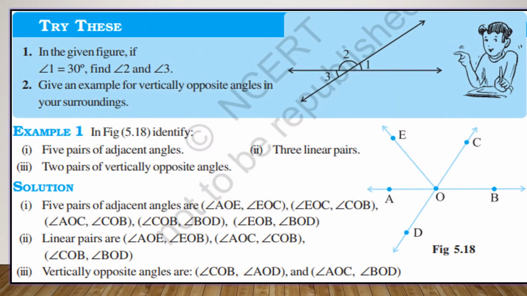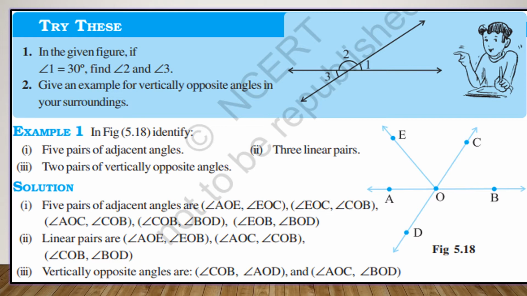Let us try this question. In the given figure, if angle 1 is equal to 30 degrees, find angle 2 and angle 3. What is the relation between angle 1 and angle 3? They are vertically opposite angles. You know that vertically opposite angles are equal in measure. Therefore, angle 1 is equal to angle 3 is equal to 30 degrees.